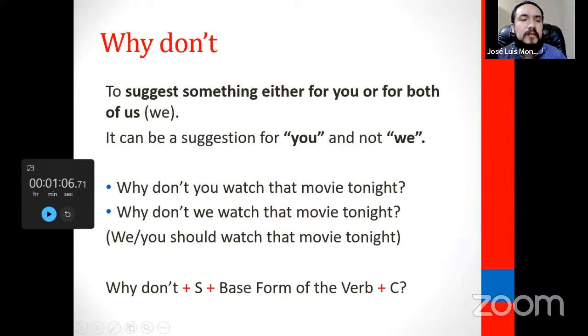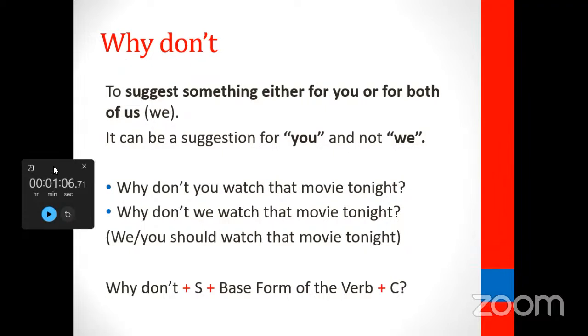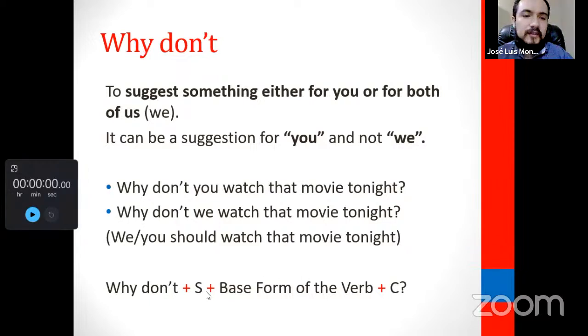Let's continue. I'm always going to be asking you like that. "Why don't?" In this case, please, Natalia, you are going to read this. Read this slide, please. Why not? To suggest something either for you or for both of us, we. It can be a suggestion for you and not we. Why don't you watch that movie tonight? Why don't we watch that movie tonight? You should watch the movie tonight. Why don't plus S plus base form of the verb plus C. Great, right? You have the subject and the complement.